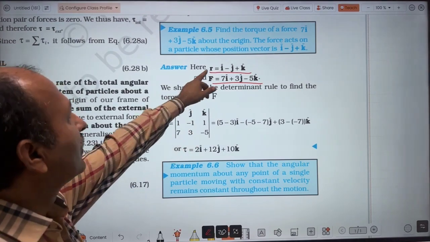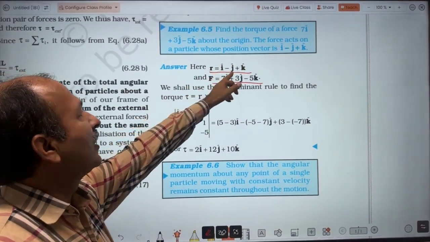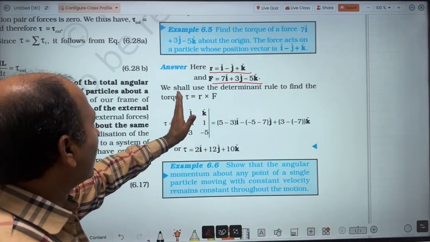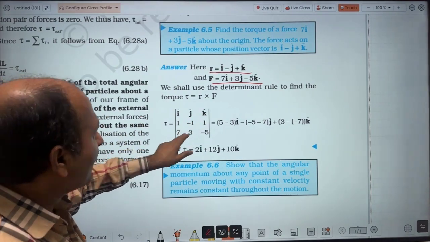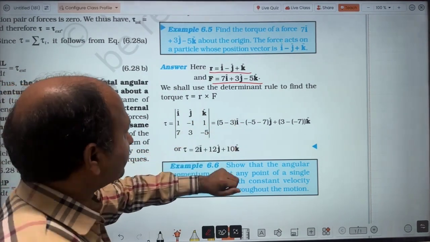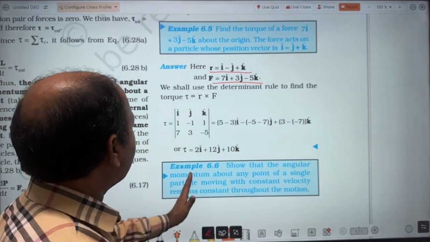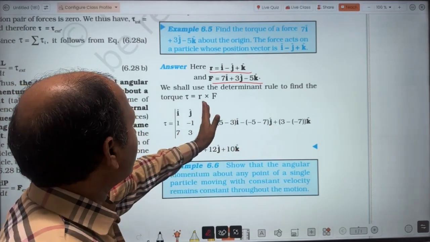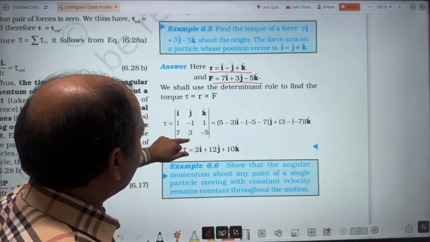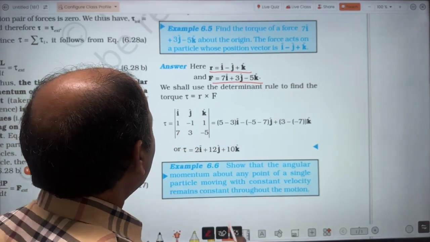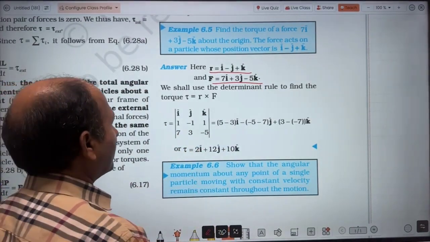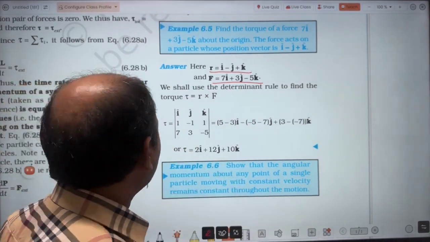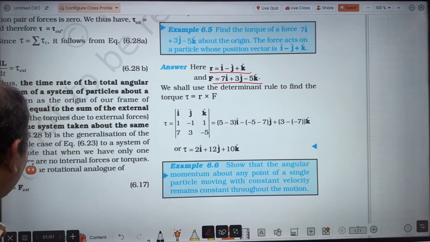So for torque, first we write i, j, k, and after that the coefficients of R: 1, minus 1 and 1, and then the coefficients of F: 7, 3 and minus 5. Then we write i, and we leave this row and column. So 5 minus 3, that is 2. Then we write a minus sign here for j, and we leave this column, this row. So 1 into minus 5 is minus 5, and 1 into 7 is 7, so that is 12. Then we take k and leave this column, this row. So 3 plus 7, that is 10. So we get tau equal to this much. If we want to find the magnitude, we can take the square root of 2 square plus 12 square plus 10 square, and we will get its value.